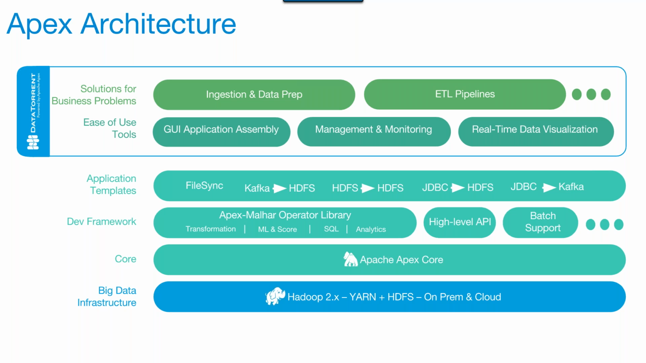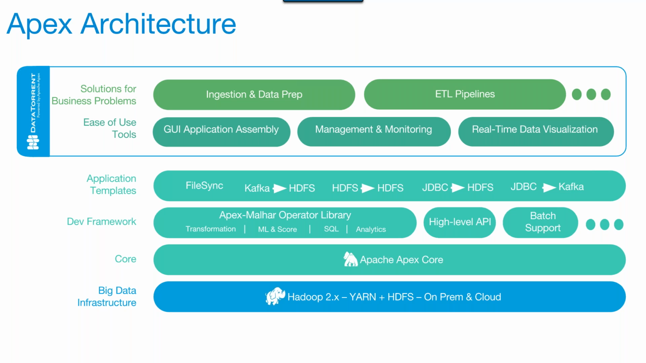Also, we support a high-level API and batch support. On top of it, we have application templates. These are commonly used app templates, like Kafka to HDFS, HDFS to HDFS, JDBC to HDFS, and JDBC to Kafka. For these, you actually don't need to write any Java code. We can directly use them. And these are open source, under the Apex license.